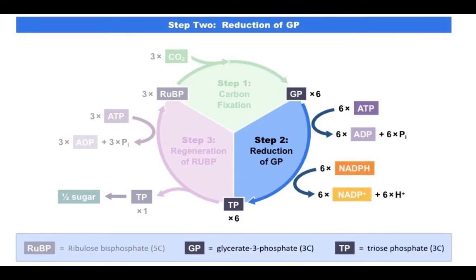Step 2 is the reduction of glycerate 3-phosphate. Glycerate 3-phosphate is converted into triose phosphate using NADPH and ATP. Reduction by NADPH transfers hydrogen atoms to the compound, while the hydrolysis of ATP provides energy. Each GP molecule requires one NADPH and one ATP to form a triose phosphate, so a single cycle requires 6 of each molecule.